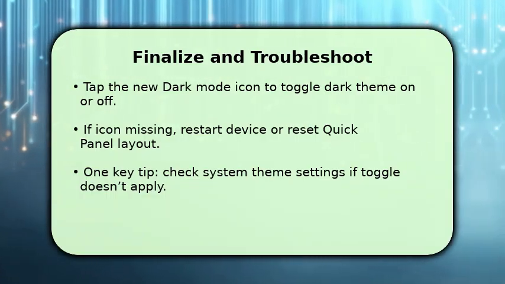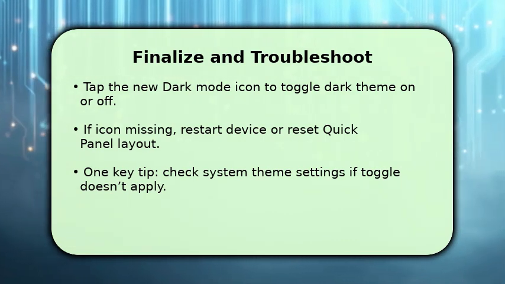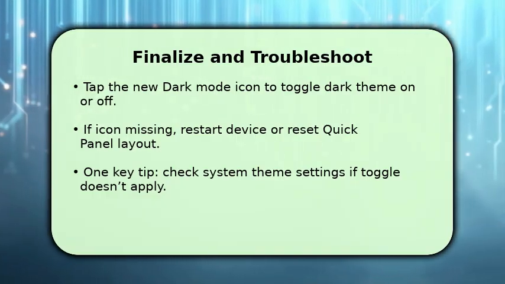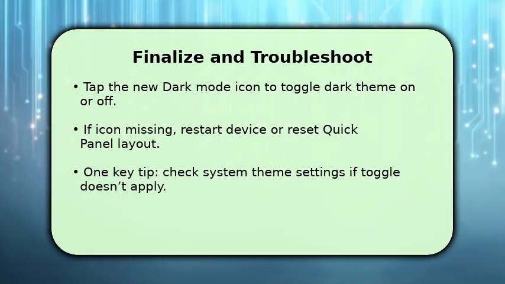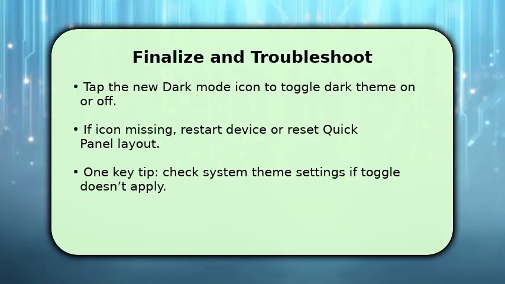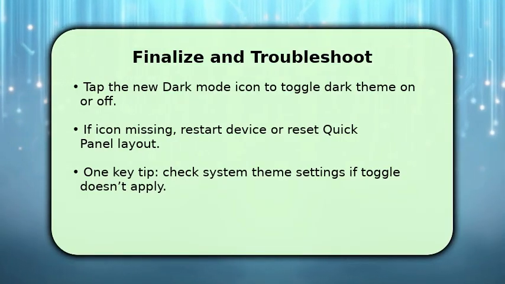If tapping the icon doesn't change the theme, open Settings, Display, Dark Mode to confirm system behavior and make sure any scheduled dark theme isn't overriding the toggle. If the icon disappeared or never showed, restart the phone, re-enter Quick Panel Edit, or choose Reset Layout to restore missing tiles. That single restart or reset resolves most issues quickly.